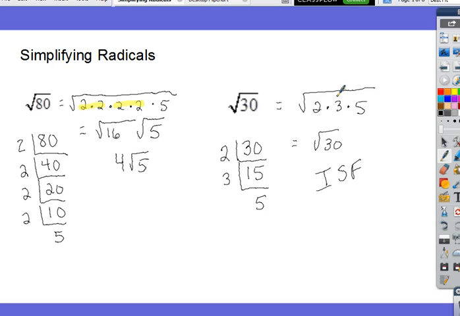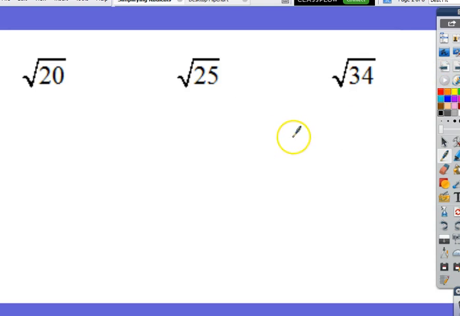Any questions? All right, so what I want you to do real quick is practice by simplifying these three radicals. If it does not simplify, you may write ISF.